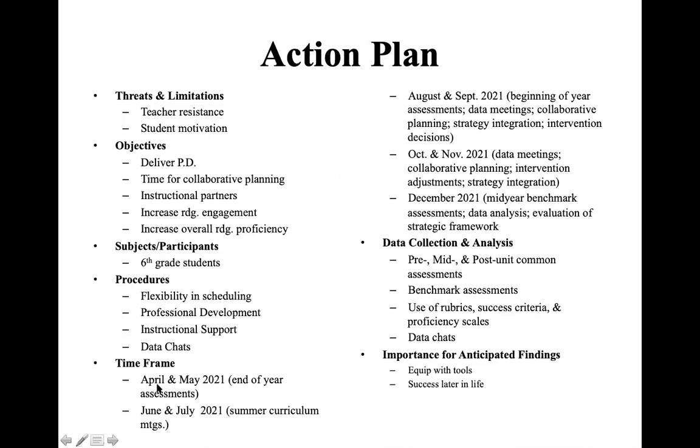So for the months of April and May, we would conduct our end of year assessments as we normally do. June and July, these are the summer curriculum meetings that we are accustomed to having. August and September, of course, we would do our beginning of year assessments, data meetings, collaborative planning, strategy integration, and making intervention decisions. In October and November, we would still conduct our data meetings. More collaborative planning would continue, intervention adjustments as needed, and then strategy integration would continue.